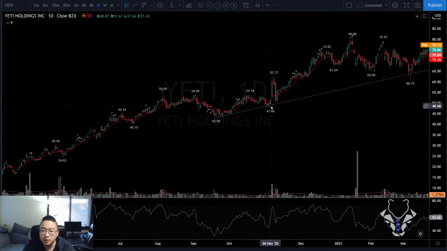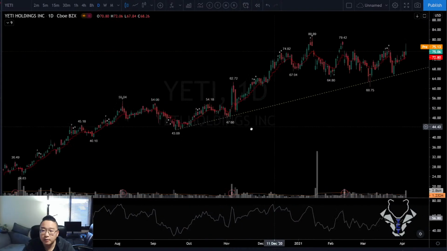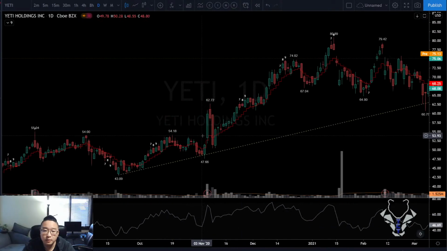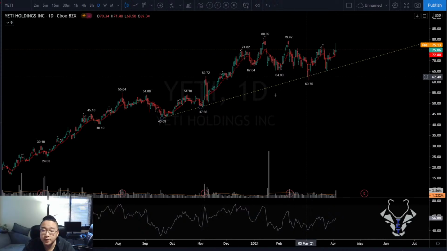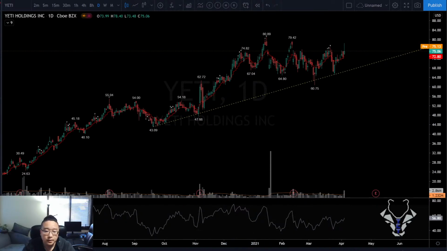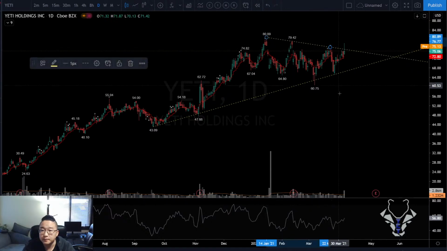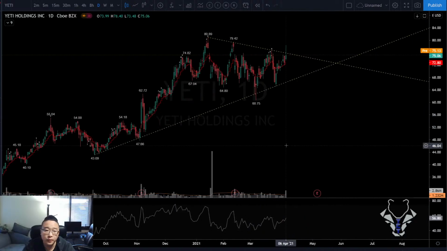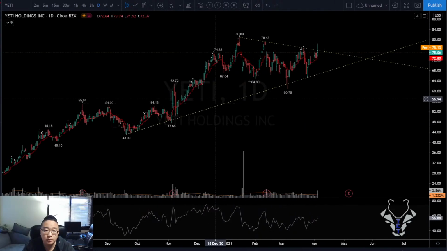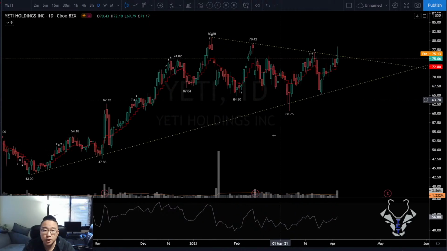Now, because of this lower wick, I will use here. Yeah, nice. Okay, that's your support trend line, and looks like this is your resistance trend line. So right now it's forming a short-term wedge that should see a break soon. Now what you want to see is a close over this trend line.